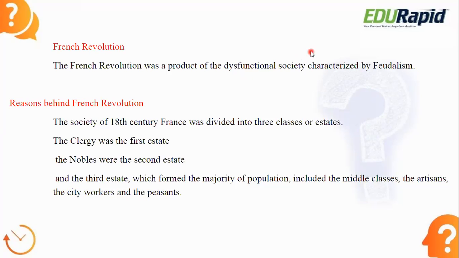Okay, so because of this dysfunctional society, it was characterized by feudalism. This was the social evil. So because of that, social and political inequality were there. So that's the main idea behind the French Revolution. And why does it matter now? That is also the question that we need to ask ourselves. Why do we need to study that now?